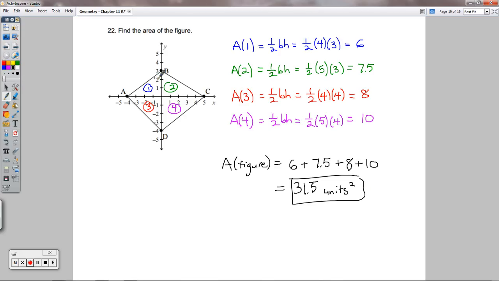So I could have said 1 and 2 make this bigger triangle together. The base would be 9 and the height would be 3. And then 3 and 4 make another triangle together. The base would be 9, the height would be 4. You could also do that with 1 and 3 and 2 and 4 instead, but somehow putting triangles together in the end to get the area of the figure. Go back and review, pause, rewind as many times as you need to help you with that.